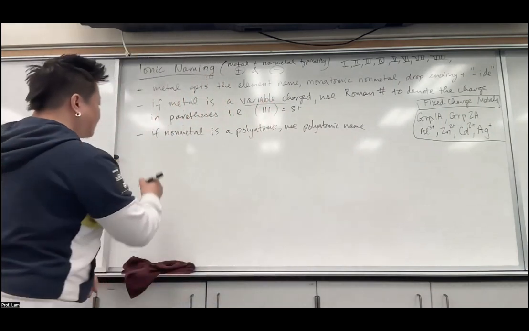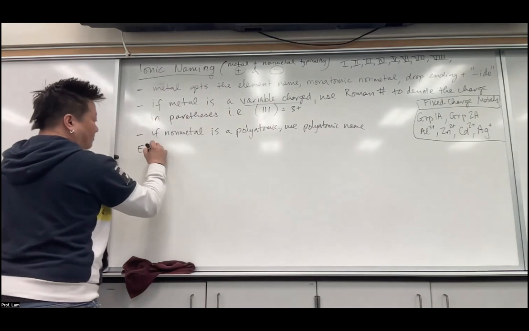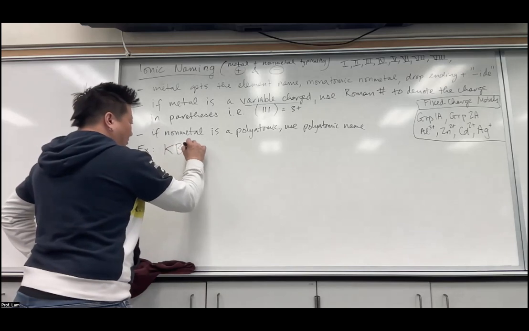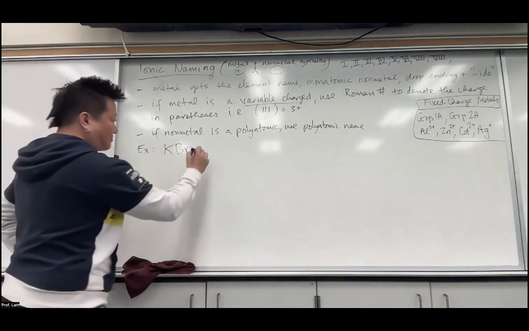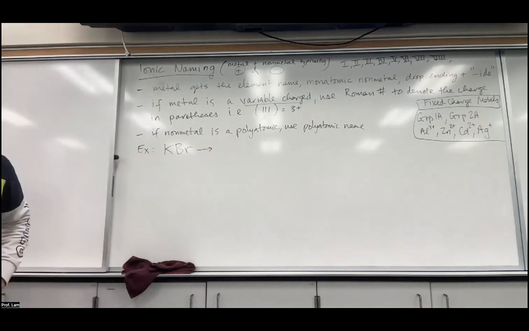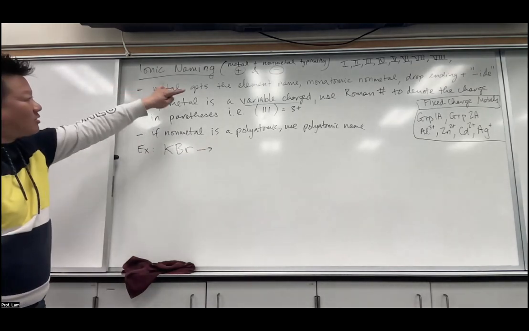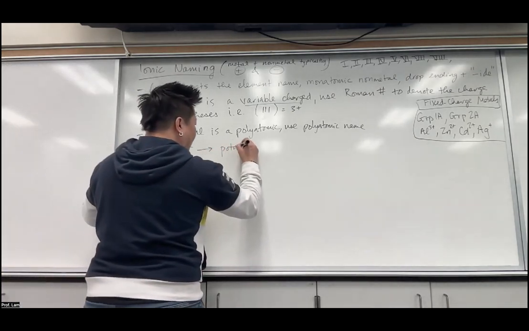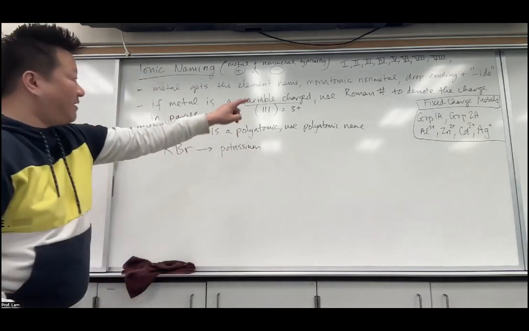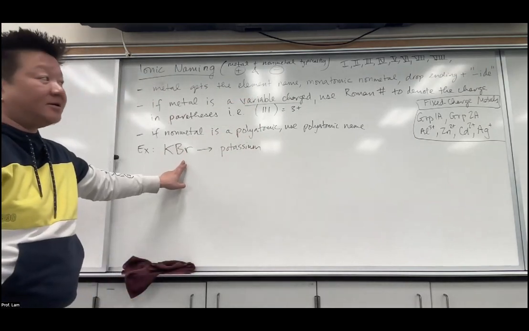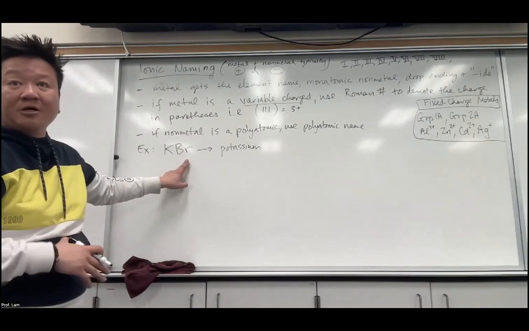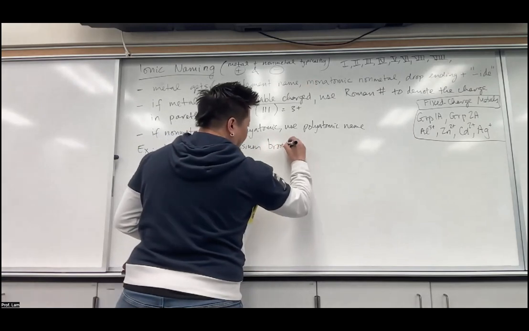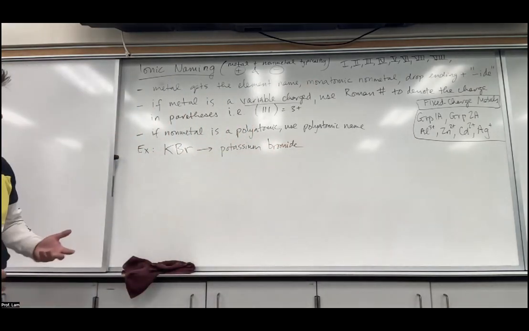Okay, so let's practice. Let's do some examples. All right. KBr. Let's name this guy. Let's use our rule. The metal gets the element name. Potassium, right? If it's a monatomic nonmetal, it is, right? You drop the ending. So this was bromine. You drop ine and you add what? Ide. Potassium bromide. Okay. Is that clear?